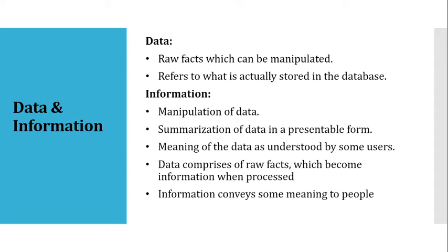So information is nothing but refined data, or you can say that if we process data, or you can say summarization of data in a presentable form is known as information, which means data understood by some user is known as information. So information involves the communication and reception of intelligence or knowledge. By quality information, we mean information that is accurate, timely, and relevant, and information conveys some meaning to relevant people.